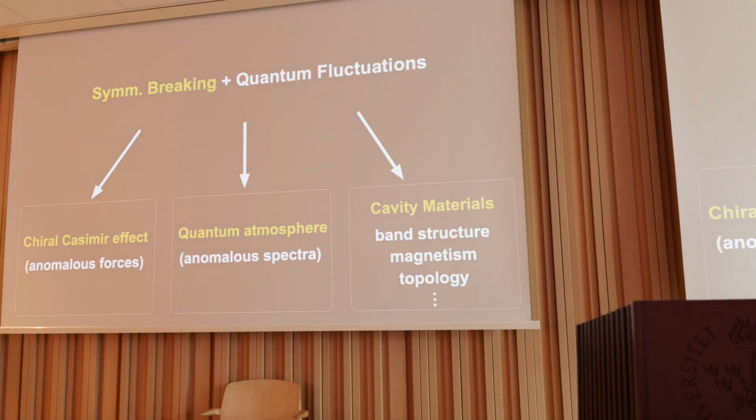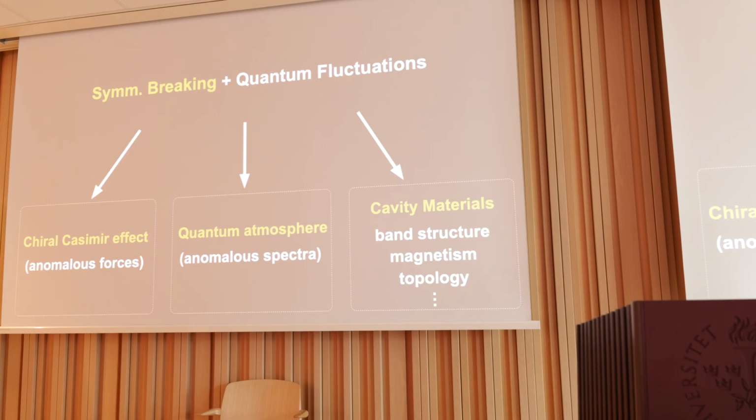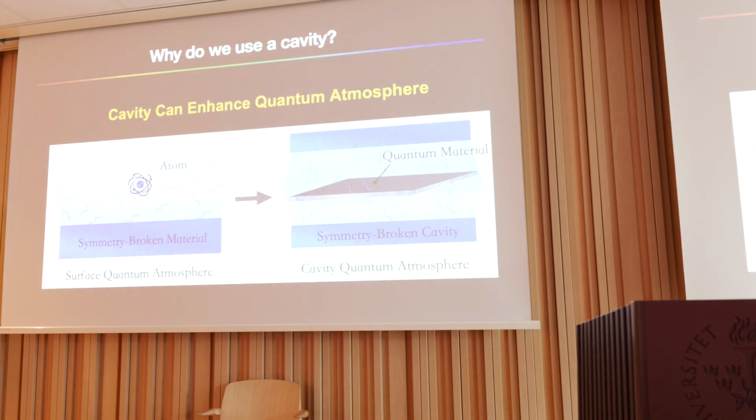Yeah, so I think I'm a little bit too fast. So okay, now I want to slow down. The symmetry breaking and the quantum fluctuations I showed were about the Casimir effect and the quantum atmosphere effect. So now I will switch gears to cavity materials, showing that the cavity vacuum can change the band structure, magnetism, and topology of the materials.